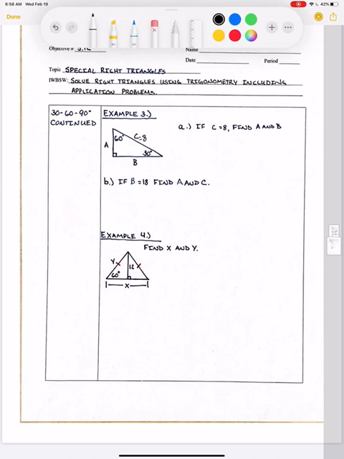So for part A, if c equals 8, so the hypotenuse is 8, then we're going to find a and b. We know that c is the hypotenuse, so 8 is the hypotenuse. We know that a is going to be the short side, and b is going to be the long side. I know that the short side is equal to n, so n equals a. The long side is n square roots of 3, so b equals n square roots of 3. And I know that the hypotenuse is 2 times n, so 8, or c, equals 2 times n.